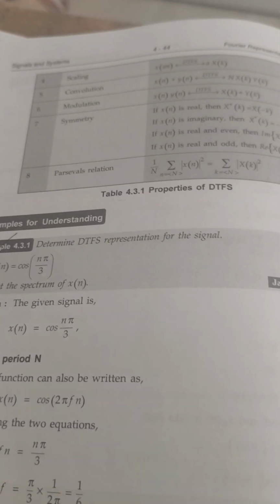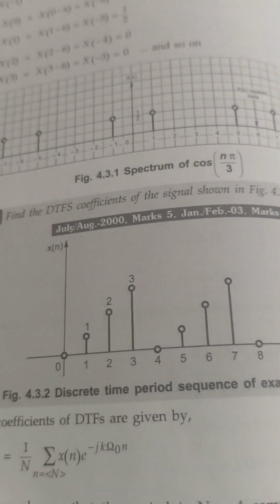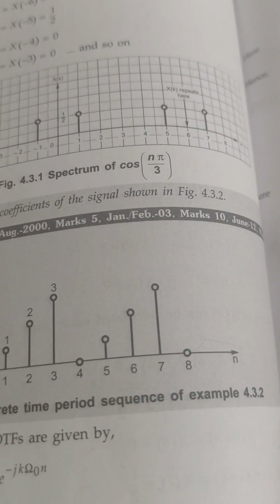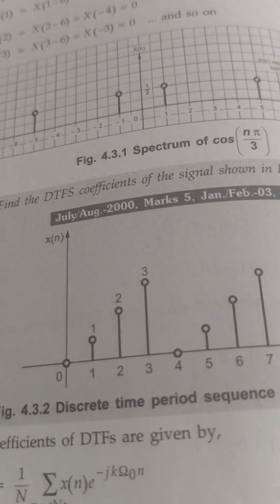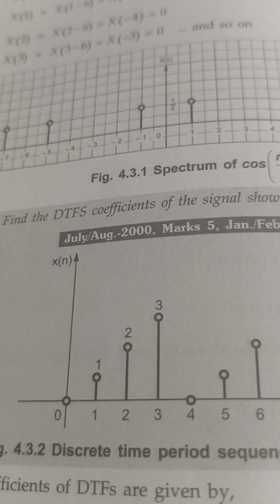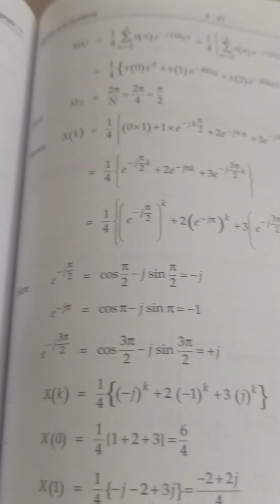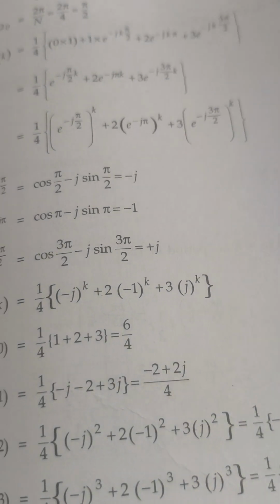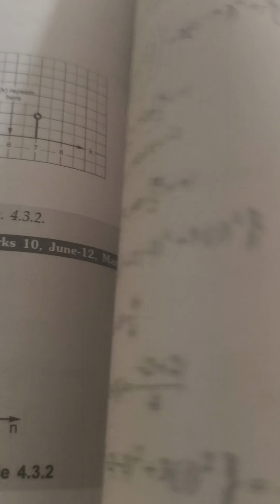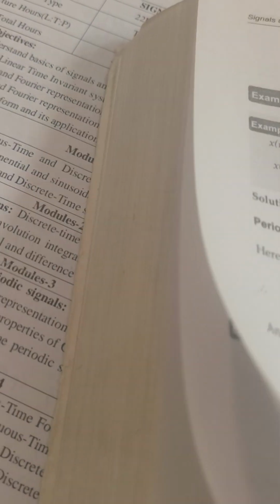Therefore, they will ask different problems. They will give such a signal and ask you to find the DTFS coefficients of the signal shown in the figure. If in the exam they give such a sequence, from that you have to find the DTFS coefficients of the signal. At that time you have to do the solution like this. This is how you have to find the solution.